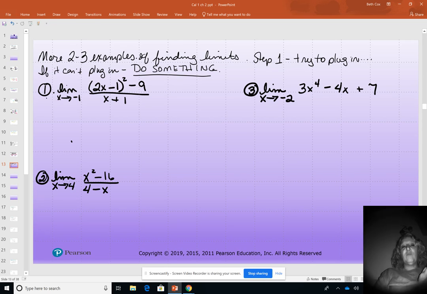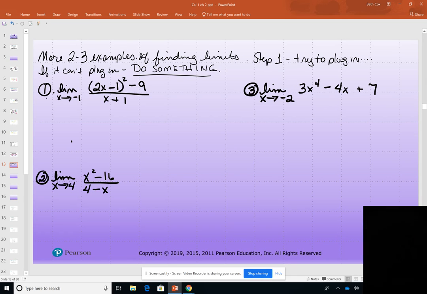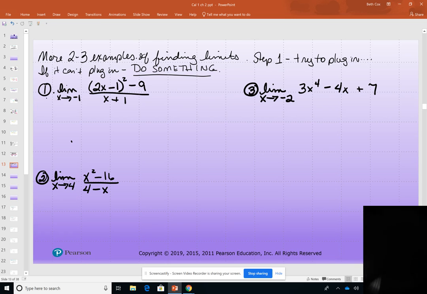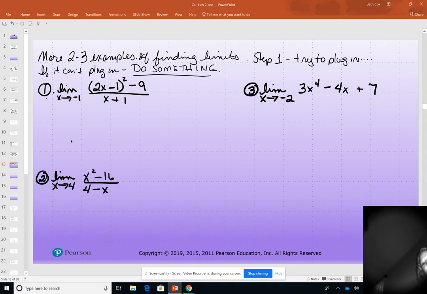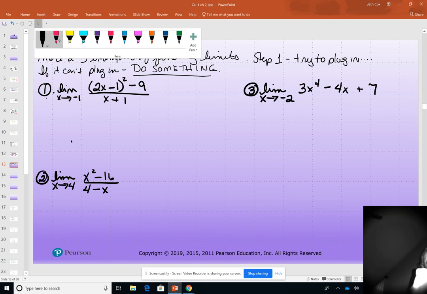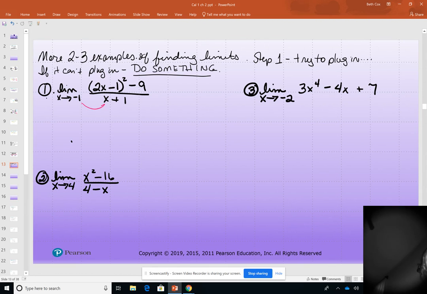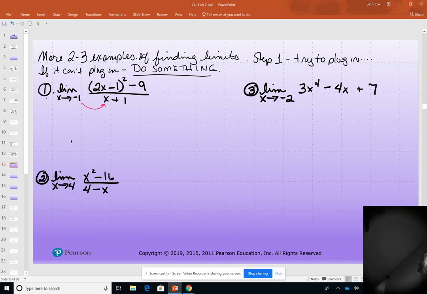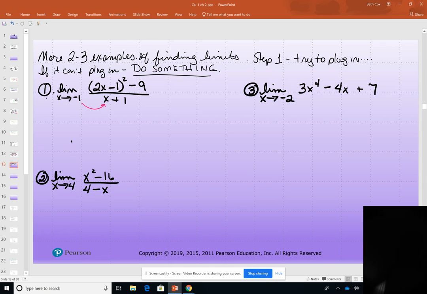And so what are we going to do different? Well, that'll depend on what we're dealing with. So here we go on this first problem. We have (2x minus 1) squared minus 9 in the numerator. When I try to plug in negative 1, I get a 0 in the denominator, and that's the problem. So I've got to do something with this function.